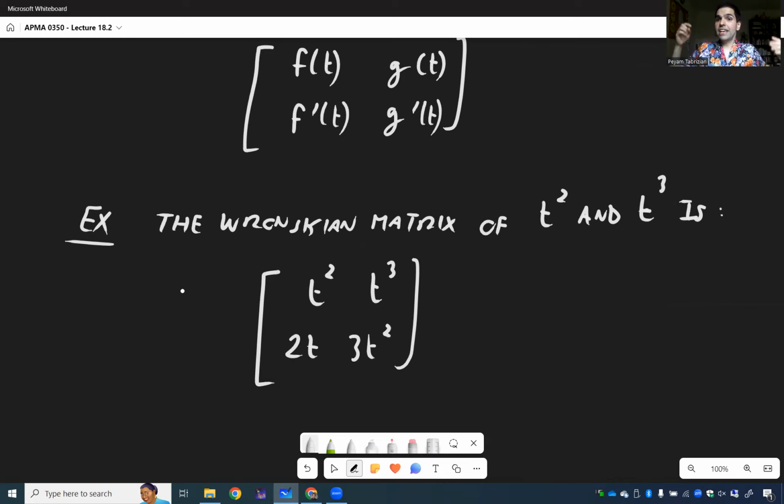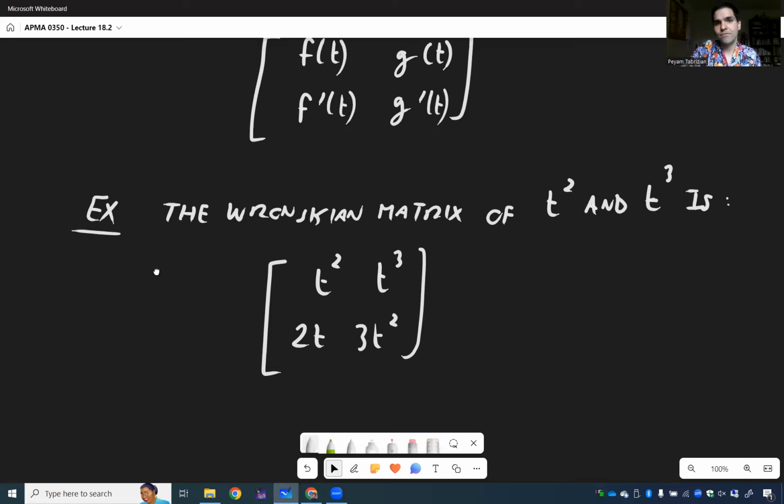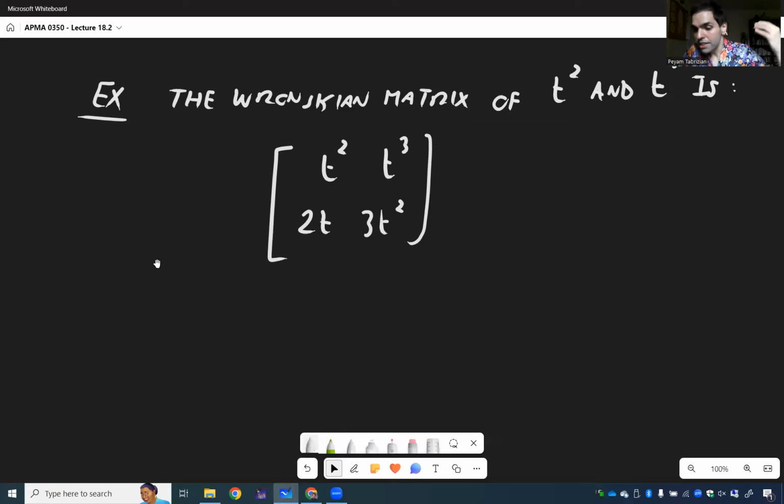And by the way, you may guess it, if you had three functions, f, g, and h, you would put the first derivatives and then the second derivatives to get a square matrix. And the determinant of that is what's called the Wronskian, and it's extremely cool and a very powerful tool to solve ODEs.